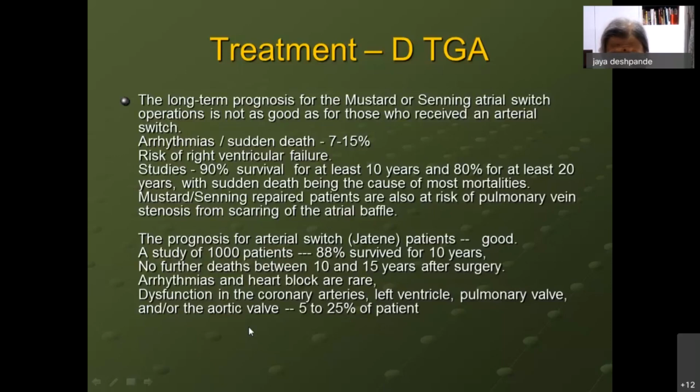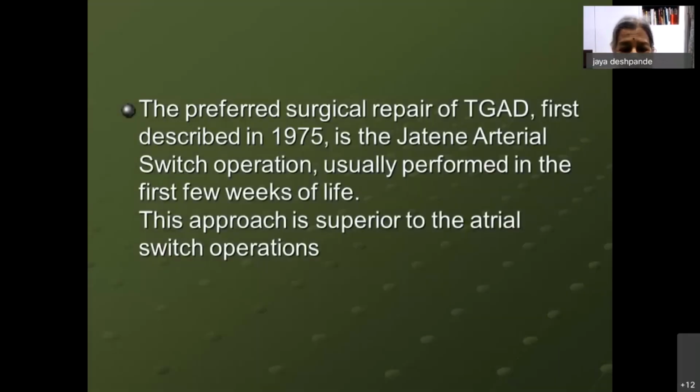However, you may get dysfunction in coronary arteries, some mild left ventricular dysfunction, and pulmonary valve and/or aortic valve dysfunction in about 5 to 20% of patients. So the preferred method of surgical repair is the Jatene arterial switch operation, usually performed in the first few weeks of life. This approach is superior to the atrial switch operation.